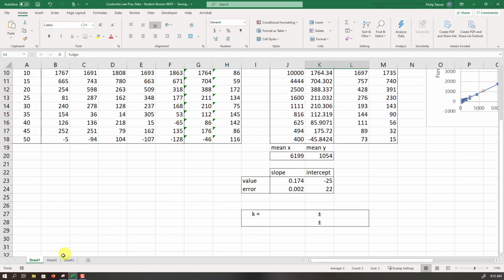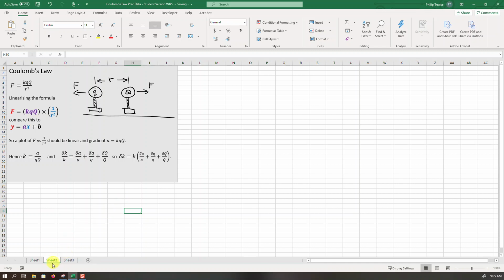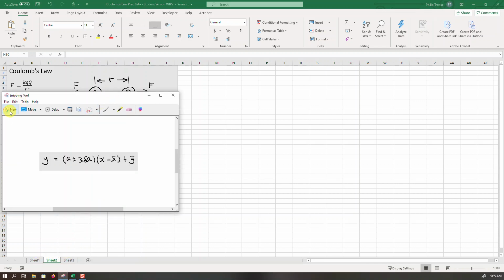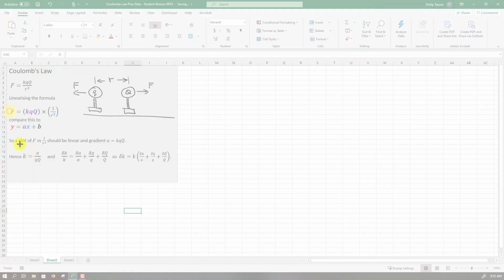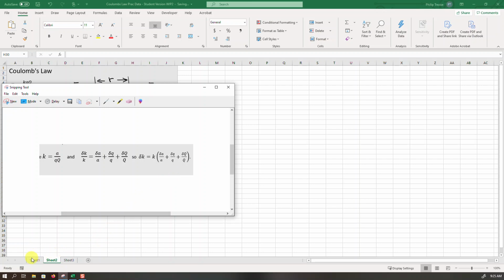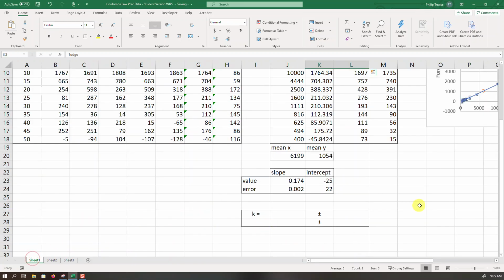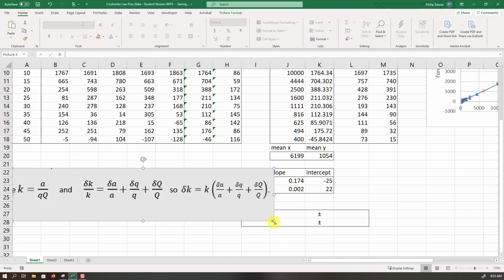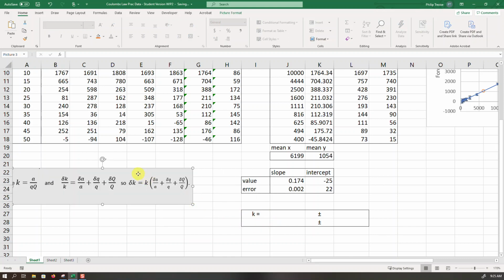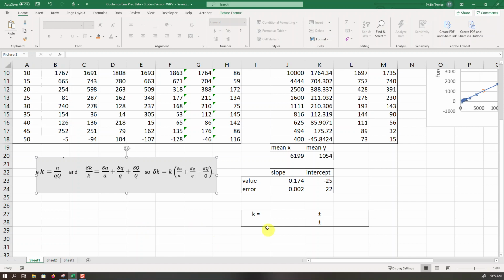So, what I might do, so I don't forget that, is the screen snip trick once more, where I just capture all of that and drop it over onto the page I'm working on. Oops, that was a little big, wasn't it? There we are. Now, I'm going to try and use this formula for the value of the Coulomb constant.